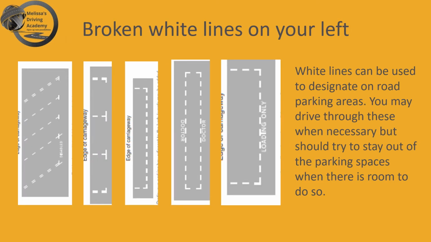Broken white lines are used to separate, and in this example they are marking parking spaces, and so are separating traffic that is stopped from that which is moving. You should stay out of parking spaces as much as possible, but in some situations you may need to use them in order to pass other vehicles.